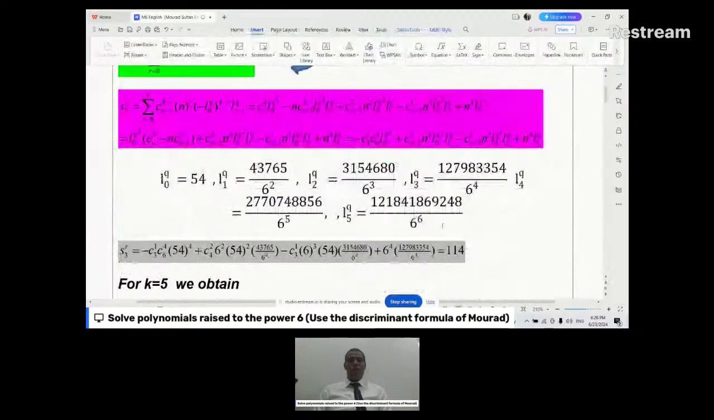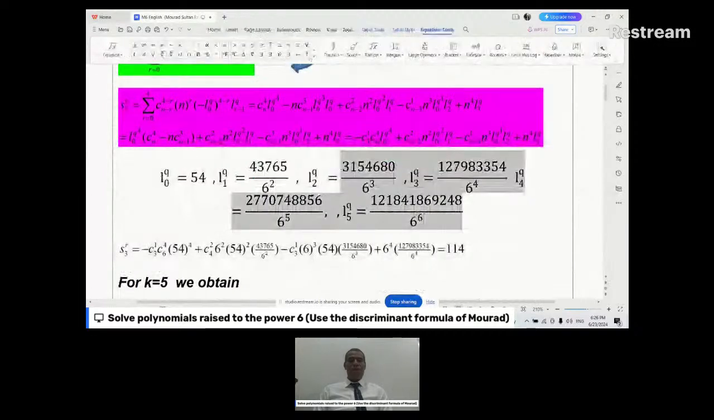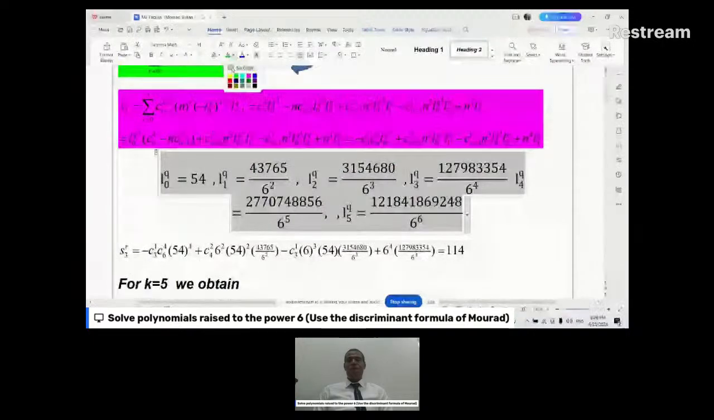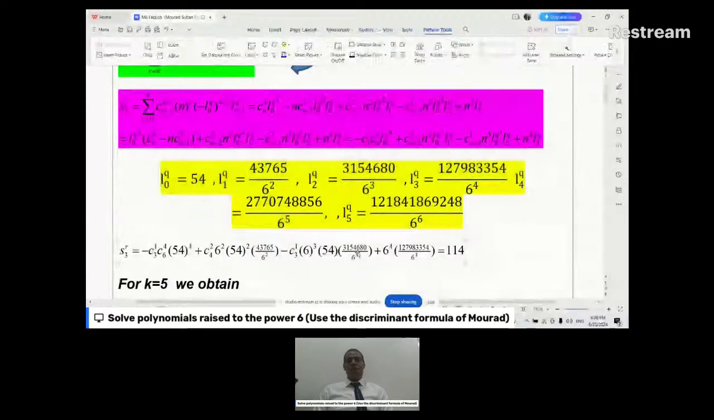Okay, n choose what, learners? N minus 3 choose 1 times what? Times n cubed, times L0 of the Q times L2, plus n raised to the power 4 times L3 of the Q. Okay, now learners, we want to calculate the value of S3 if it is possible.